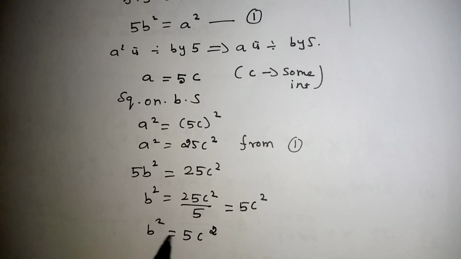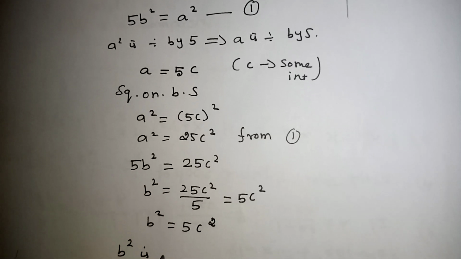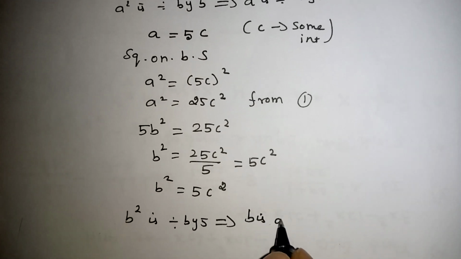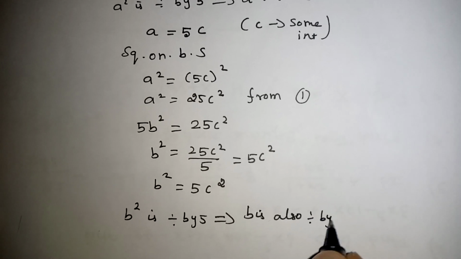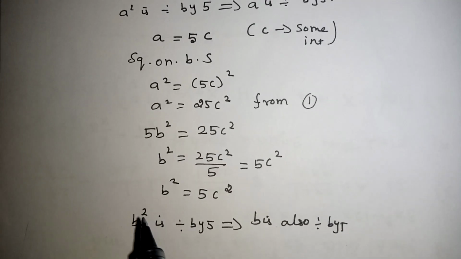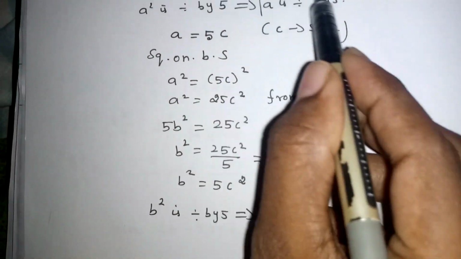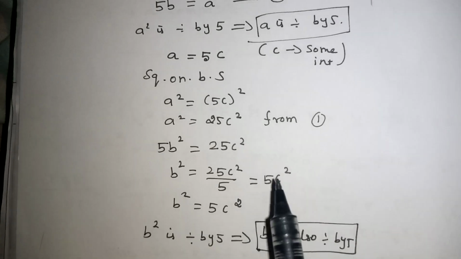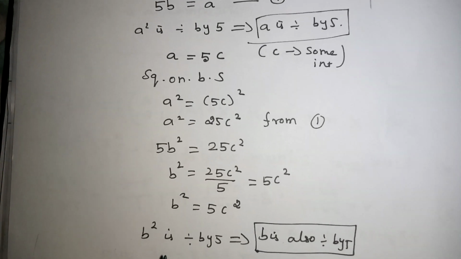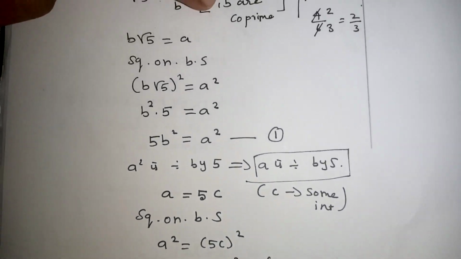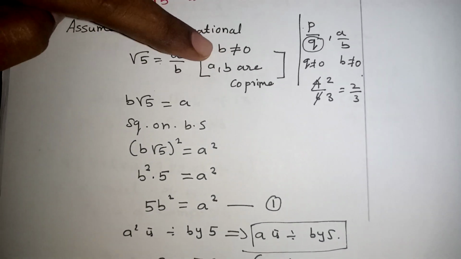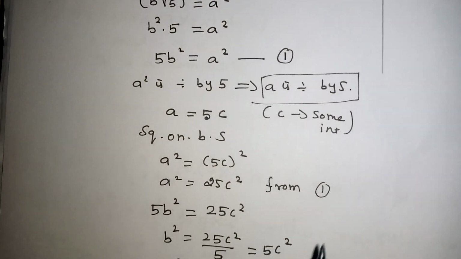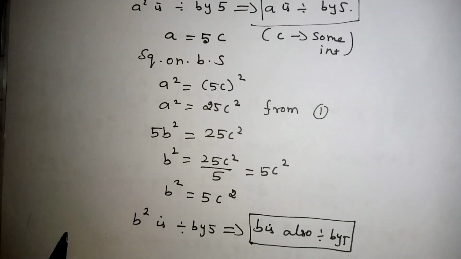Definitely B squared will also be divisible by 5. B squared is divisible by 5. That means B is also divisible by 5. So finally we are getting what we got in the earlier step: A is divisible by 5, and here we are getting B is also divisible by 5. So what have we taken in the beginning? That A and B are co-primes. We have taken A and B are co-primes. That means they should not have any common factors. But here we are getting A is divisible by 5 and B is also divisible by 5.